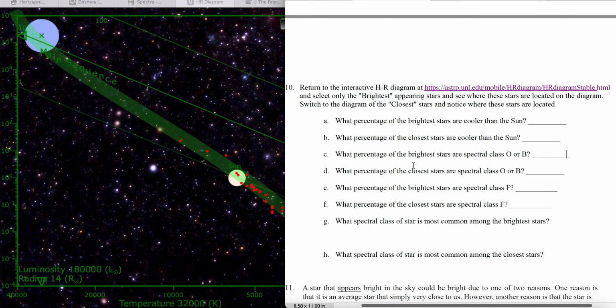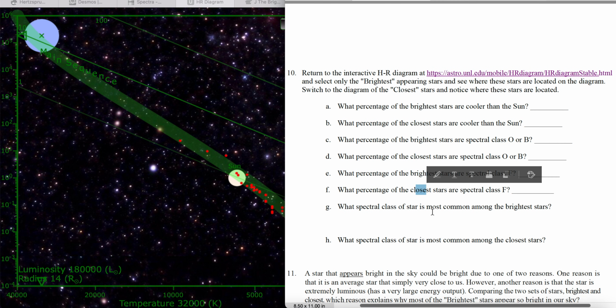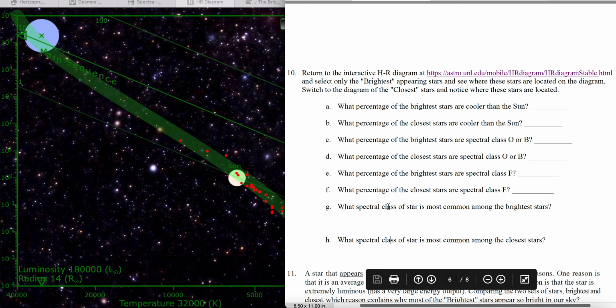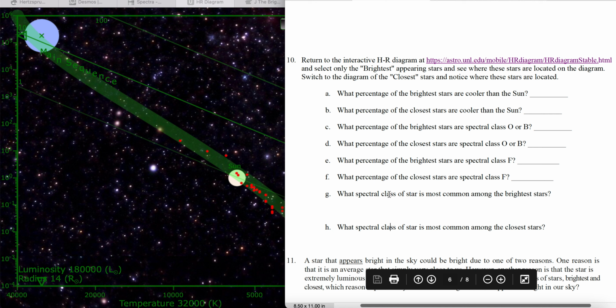And then, what percentage of the brightest stars are spectral class O or B? What percentage of the closest stars are spectral class O or B? So you see the difference here is brightest versus closest, and that's the trend with all parts of this. I asked the same question for brightest and closest on each of them. Finally, what spectral class is the most common for the brightest, and what spectral class is the most common for the closest?